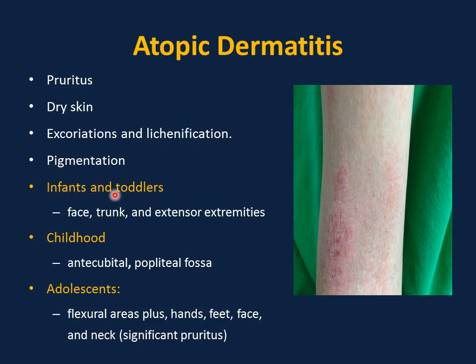Distribution of atopic dermatitis or eczema in infants and toddlers is more common in the face, trunk, and the extensor extremities. During childhood, you will see it in front of the elbow, the antecubital fossa, and in the popliteal fossa behind the knee. During adolescence, it will be more in the fold areas or flexural areas, plus the hands, feet, face, and neck. And the pruritus, or the itching, is more significant during adolescence.